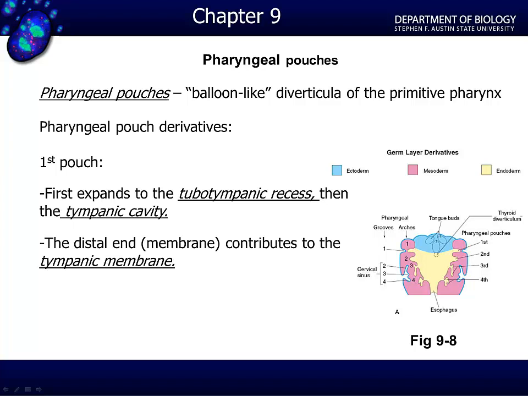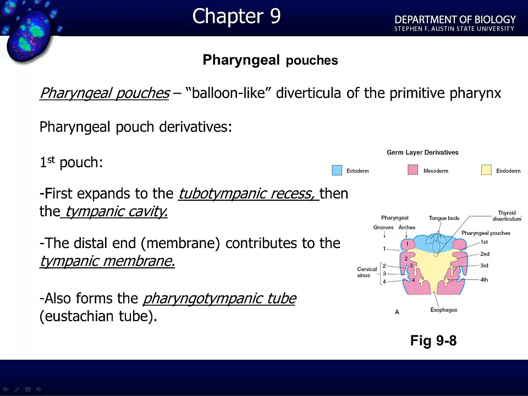There we can see the membrane. It's going to be the tympanic membrane. Now, as we extend this tubotympanic recess, we're going to continue to have that connection with the pharynx, and this is going to become our pharyngotympanic tube. We more commonly refer to this tube as the eustachian tube to help us equalize pressure in the pharynx and our internal ear.